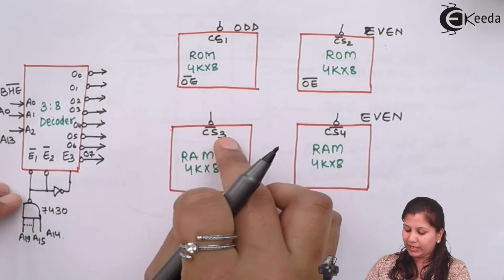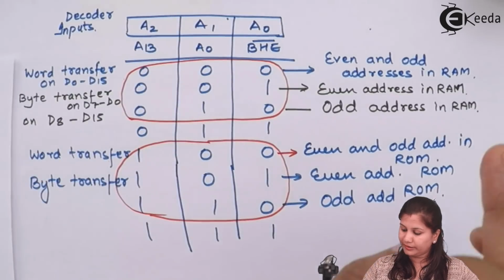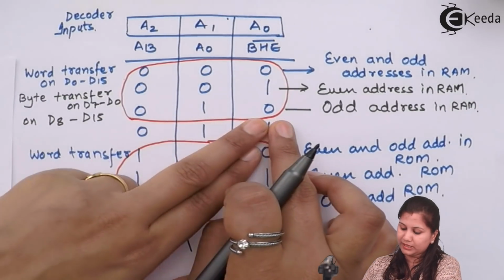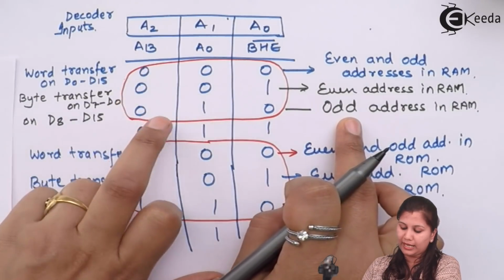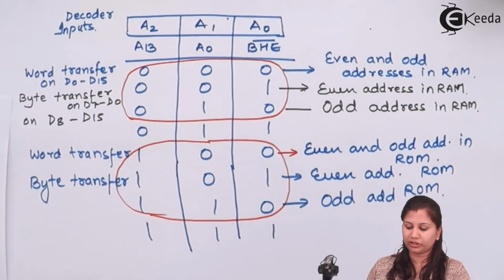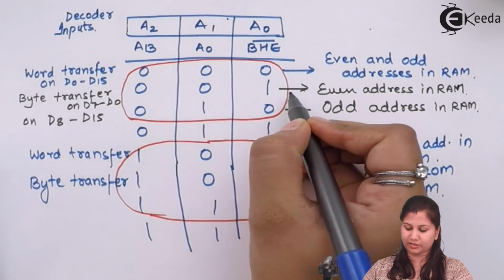For RAM, for odd RAM, we will have 010 and 000. So we are going to use the 0 and the second output of the decoder. For even, we are going to use the 0 and the first output.